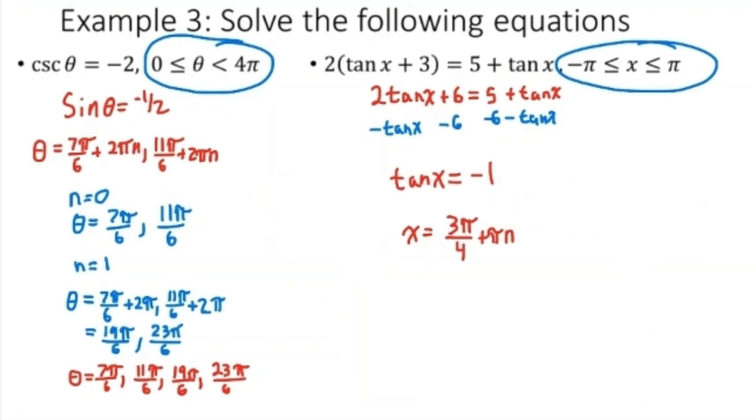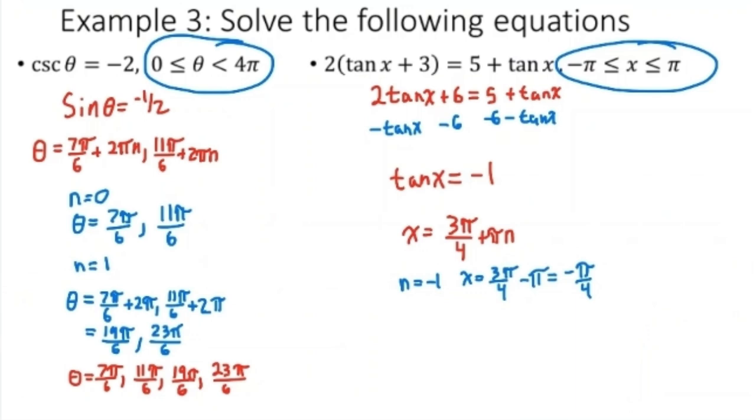Since I'm allowing x to potentially be negative, if I make n negative 2 or smaller, I'm subtracting an angle that is either 2 pi or larger. Well, 3 pi over 4 minus an angle that is 2 pi or larger is going to wind up being smaller than negative pi and not be in our window. So we're going to start by plugging in n equals negative 1. And when we do, we get x equals 3 pi over 4 minus pi, which becomes negative pi over 4. Negative pi over 4 is between negative pi and pi, and will be a solution.